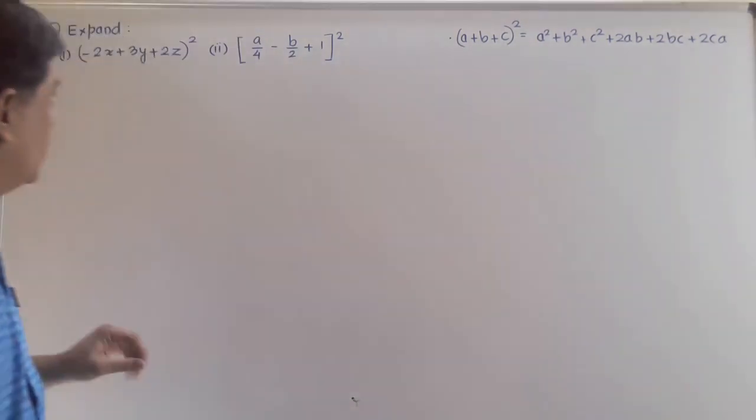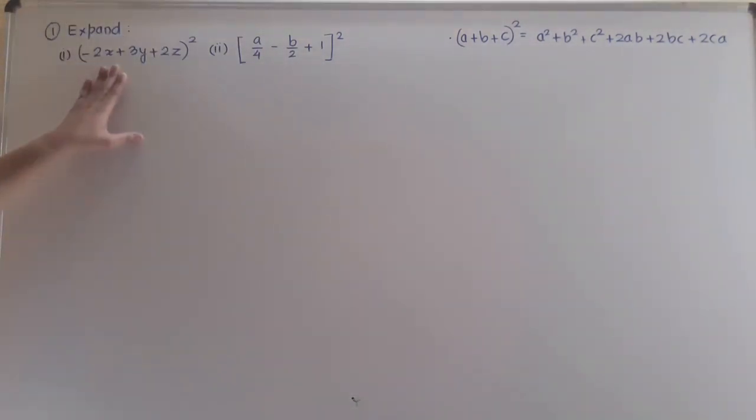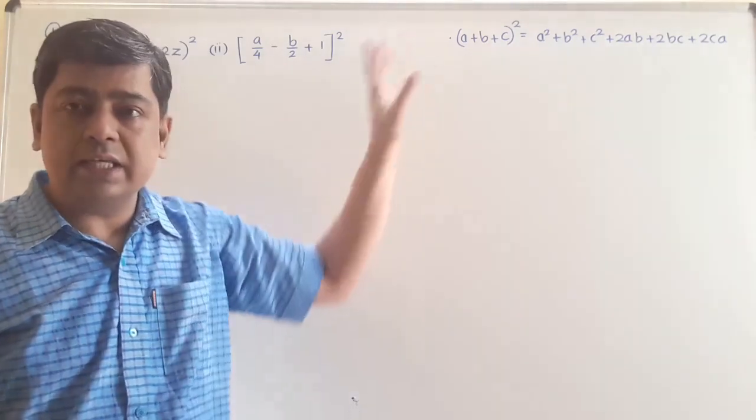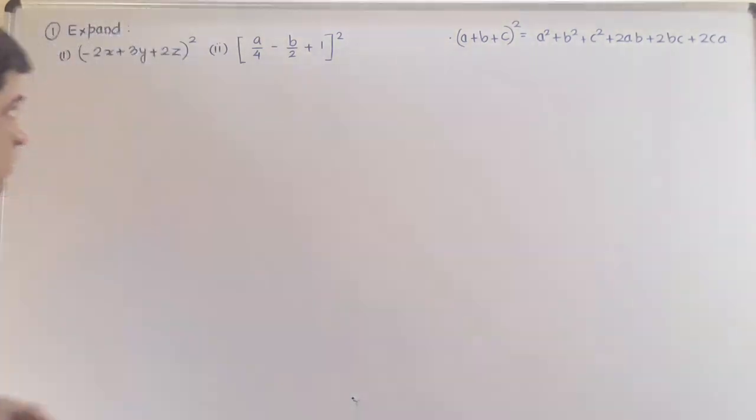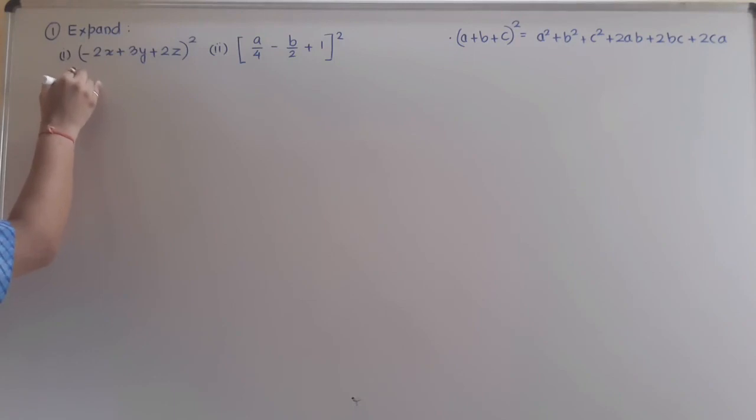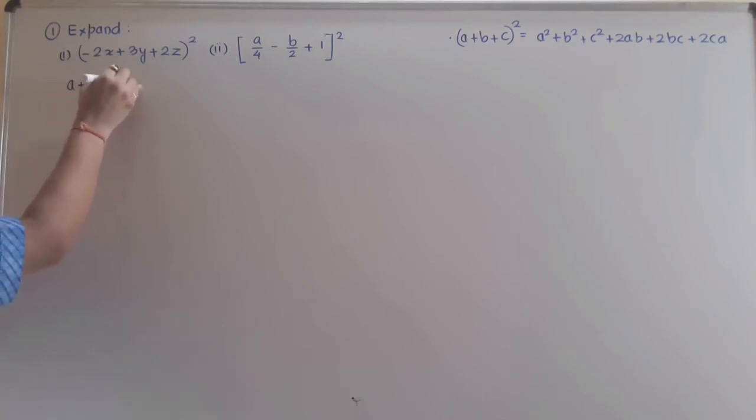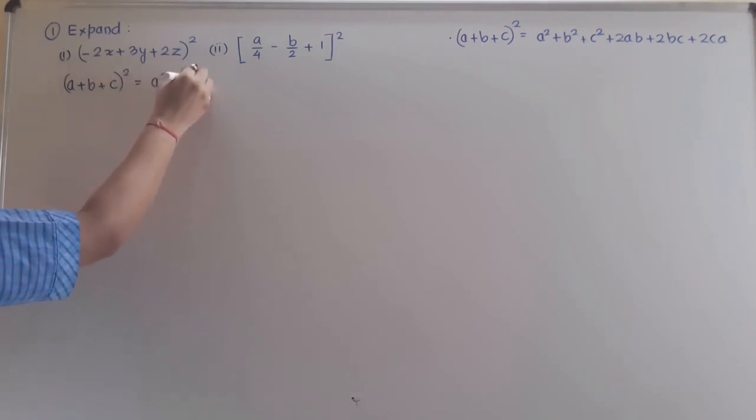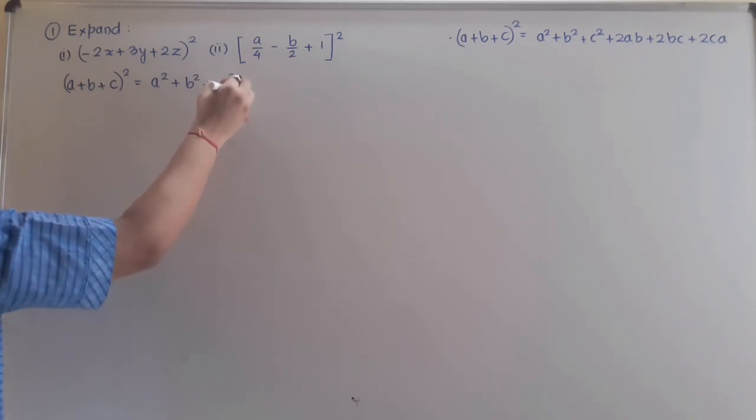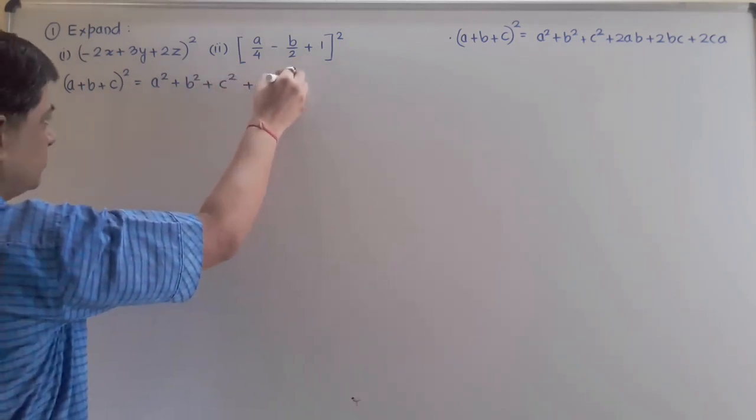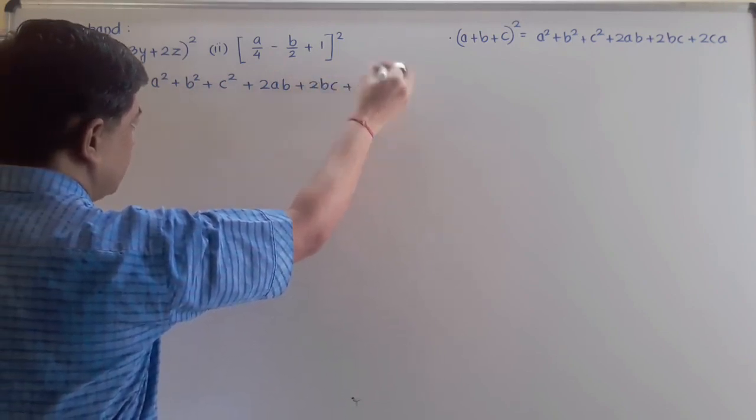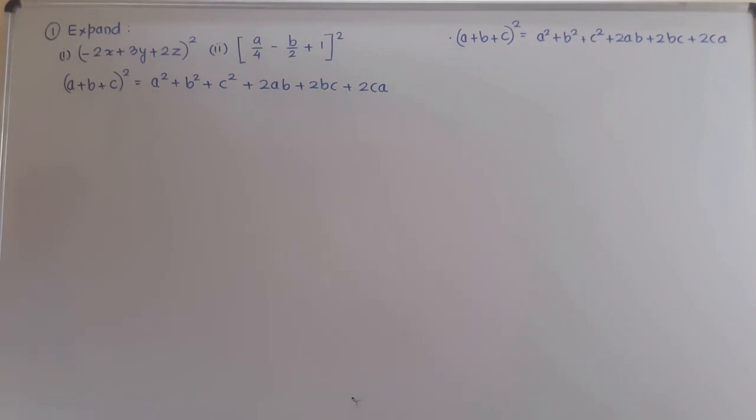First question we have been given: we have to expand this expression with the help of identities. So see, if I try to match this particular question with the formula, easily I can see both are similar. So first I will write down the formula here: (a plus b plus c) whole power 2 is equal to a square plus b square plus c square plus 2ab plus 2bc plus 2ca.